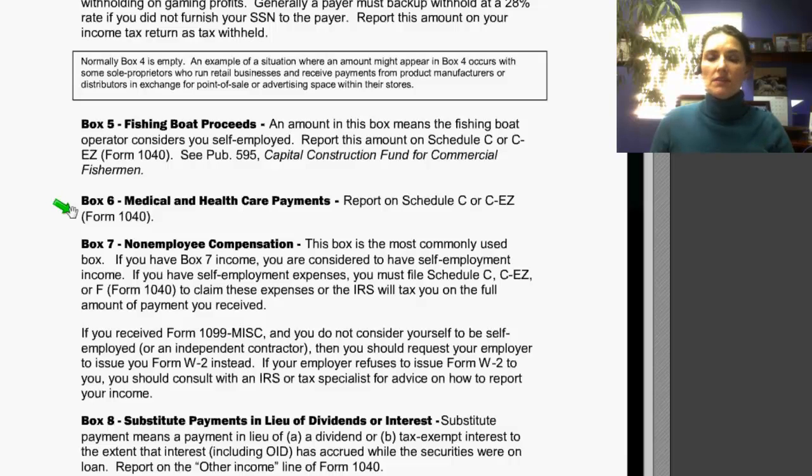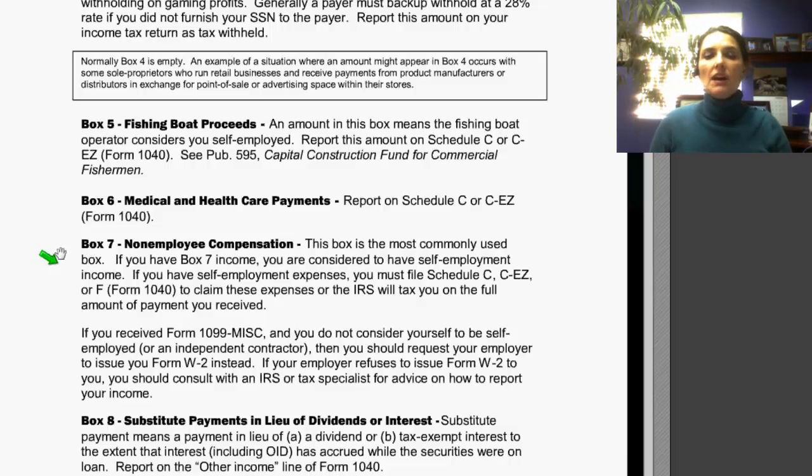Box 6, medical and healthcare payments. You report these also, oddly enough, on Schedule C or CEZ. Sometimes people semi-volunteer to be part of a medical research group that a drug company or a hospital might be conducting, and they are often paid for being the guinea pig, and apparently IRS says that's self-employment and needs to go on Schedule C.